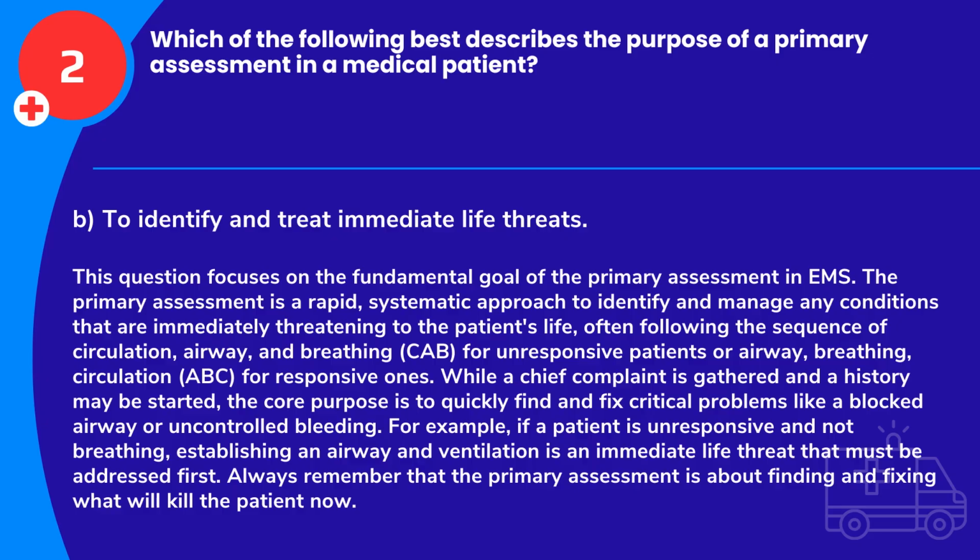For example, if a patient is unresponsive and not breathing, establishing an airway and ventilation is an immediate life threat that must be addressed first. Always remember that the primary assessment is about finding and fixing what will kill the patient now.